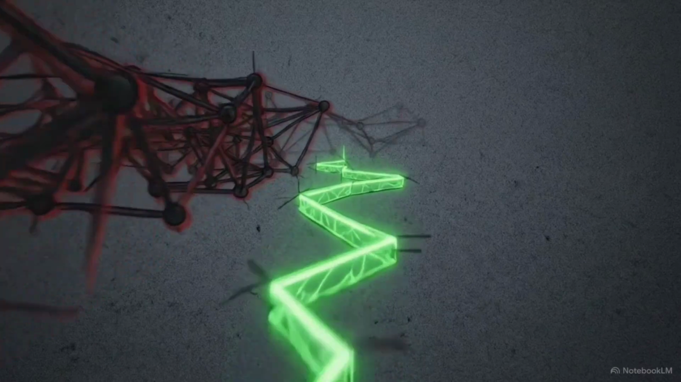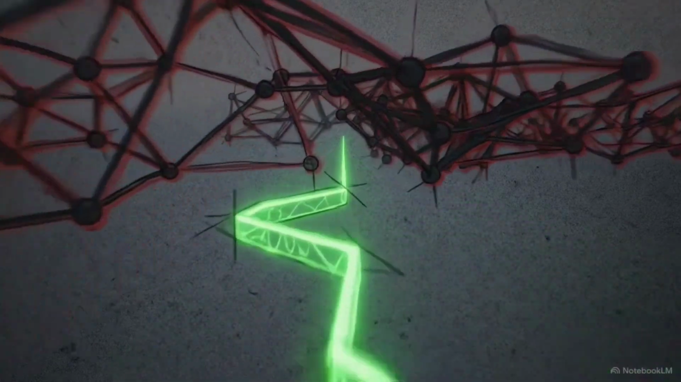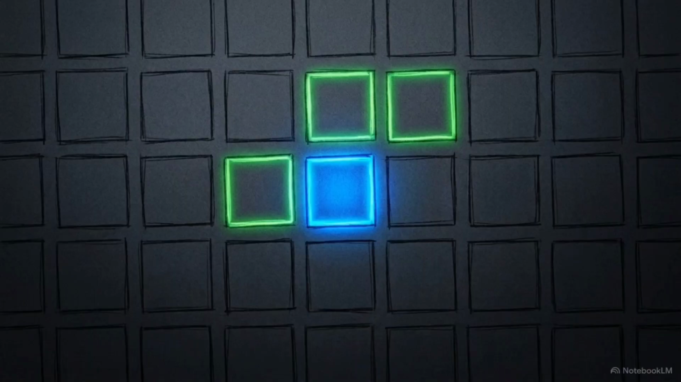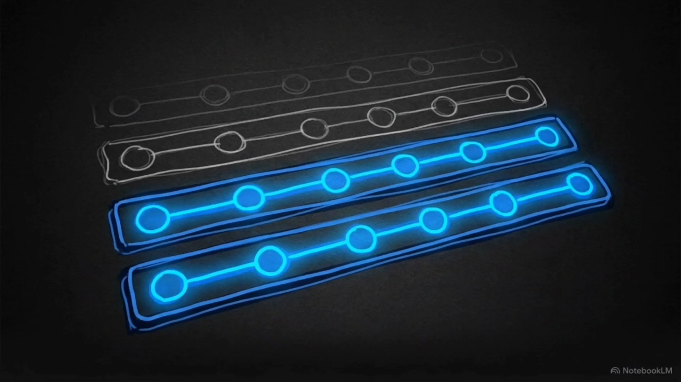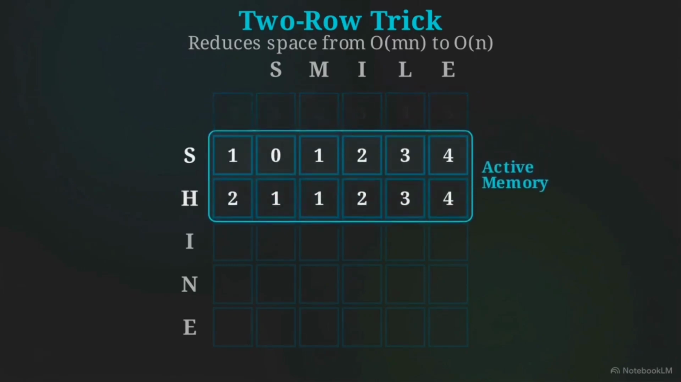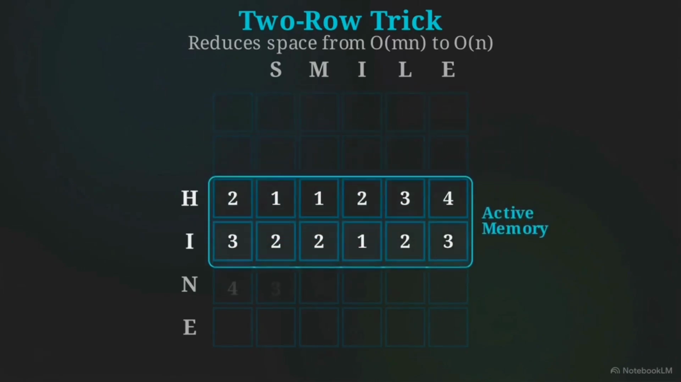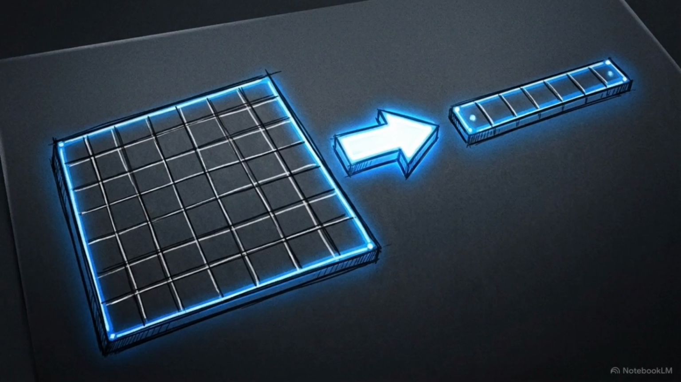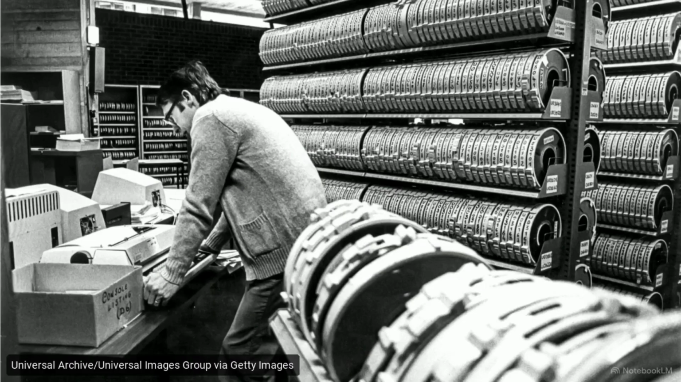This enables the 2-row trick. The algorithm only needs to hold the current row and the row immediately preceding it in memory. This optimization collapses the memory footprint from a 2-dimensional matrix into a highly efficient single-dimensional array. For legacy systems, storing a full quadratic matrix was often physically impossible. Row discarding was a technical necessity to process data on early hardware. This reduces space complexity down to O of n, providing a way around the memory wall.